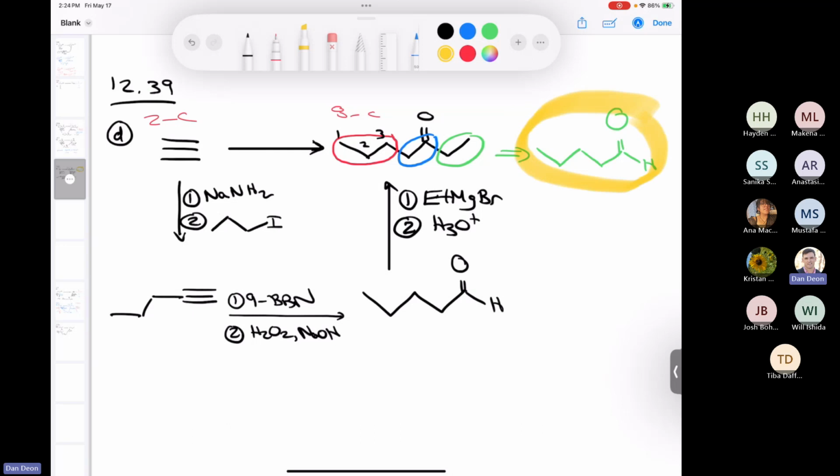And to me, it's remembering that when you take a terminal alkyne and you treat it with 9-BBN, you get an aldehyde, right? Of course, you do an anti-Markovnikov addition of water and you make a 1, 2, 3, 4, 5. So you end up making this enol, but the enol is not stable, right? It tautomerizes to give you the aldehyde. So I thought that is a good problem.